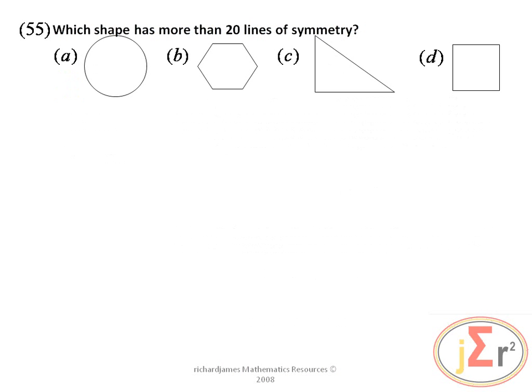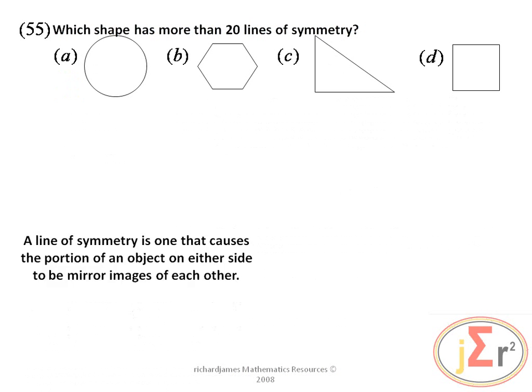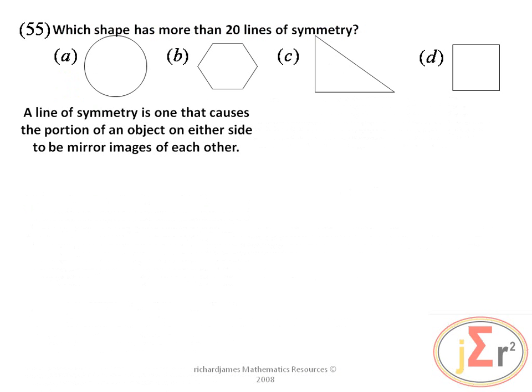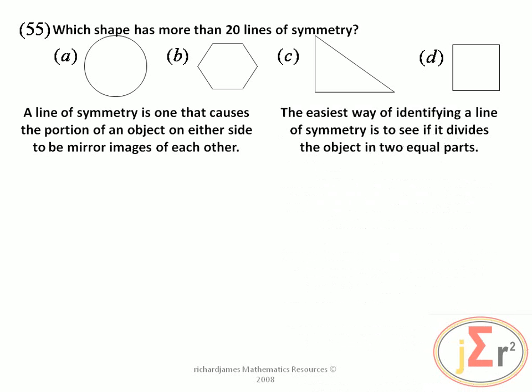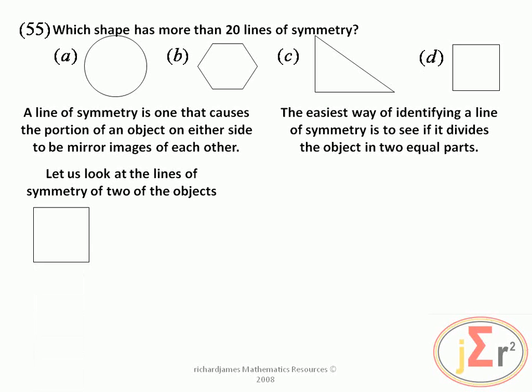Which shape has more than 20 lines of symmetry? A line of symmetry is one that causes the portion of an object on either side to be mirror images of each other. The easiest way of finding a line of symmetry is to see if it divides the object into equal parts. Let us look at the lines of symmetry of two of the objects. So we have our square, and we have one line of symmetry, 2, 3, 4.